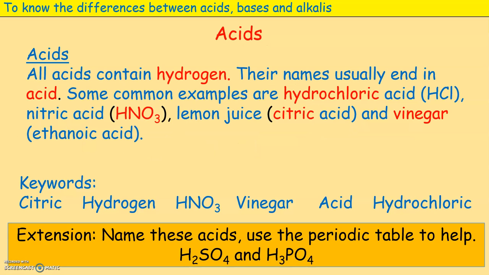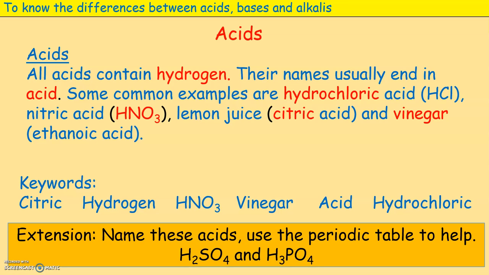Okay, let's move on. So these are the answers. All acids contain hydrogen. That's one big observation you should know. Their names usually end in acid, which is important. Some common examples are hydrochloric acid, HCl, nitric acid, HNO3, lemon juice, which is called citric acid, and vinegar, which is ethanoic acid. All right.